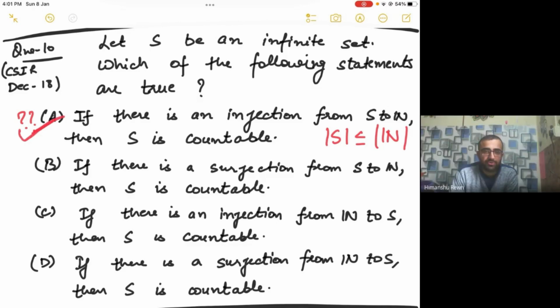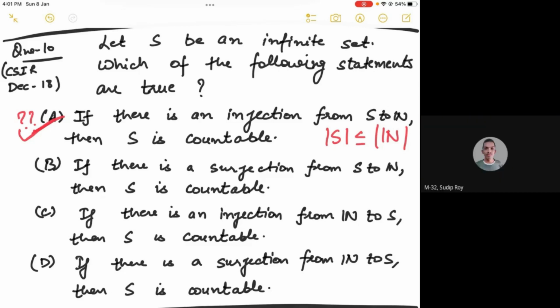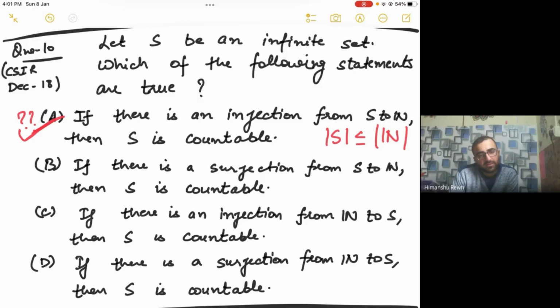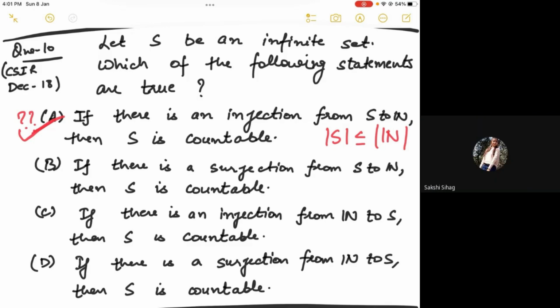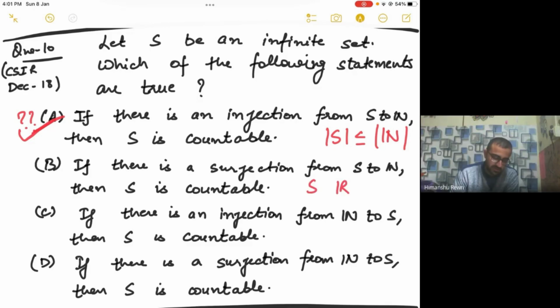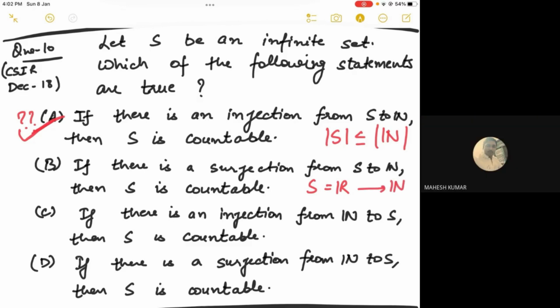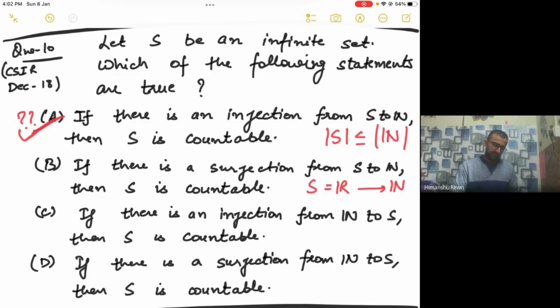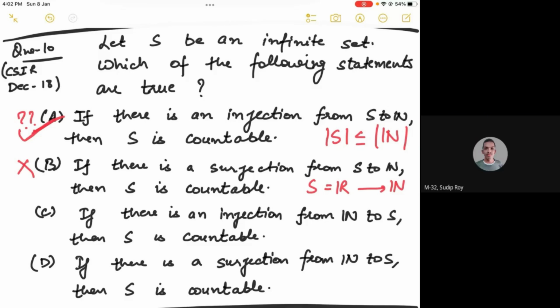What about option B? False. Why? Can you give me a counter example for that? R to N. Yes. What about option C?